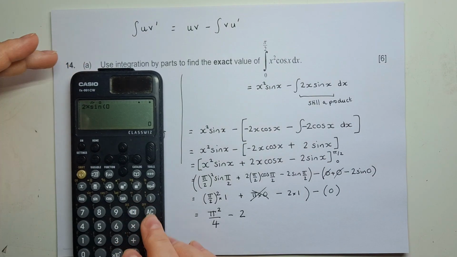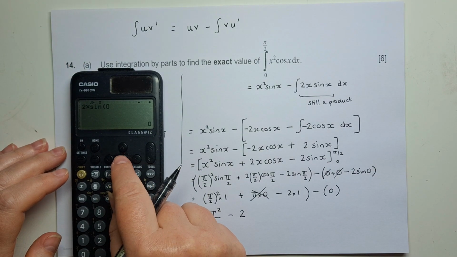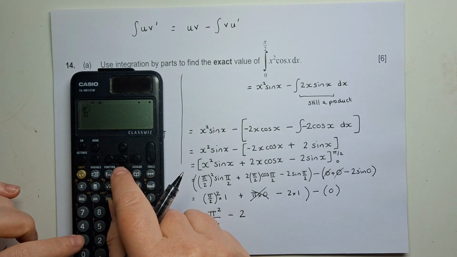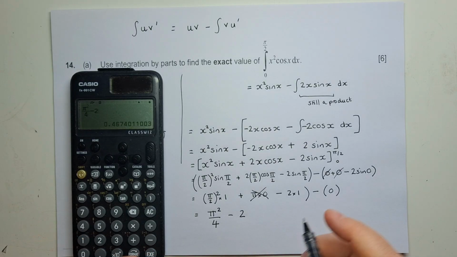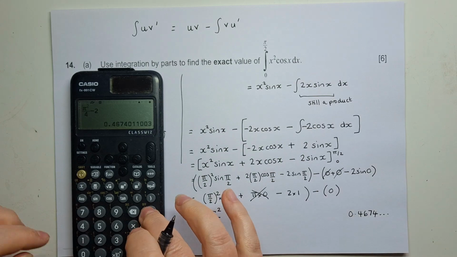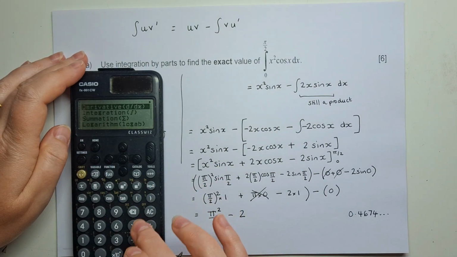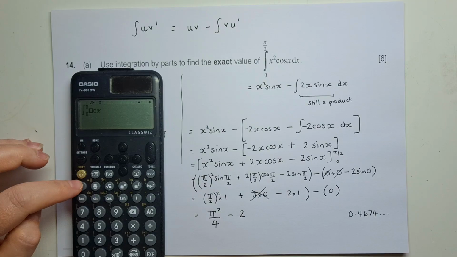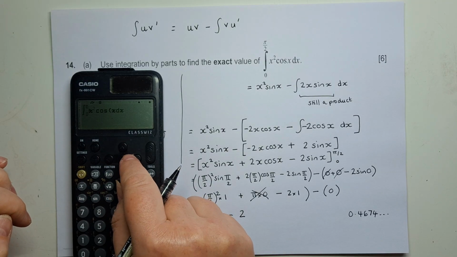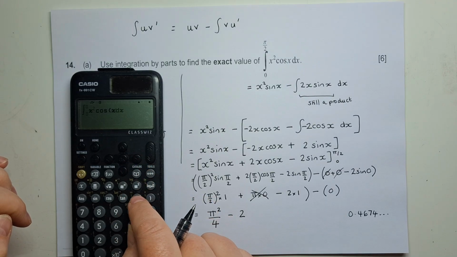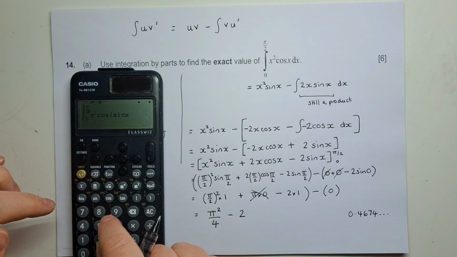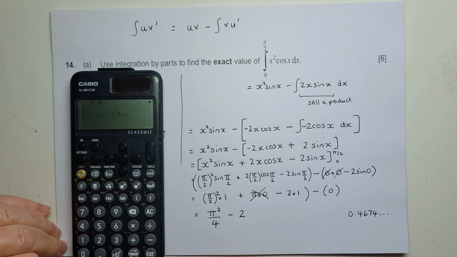Done. Hopefully that's correct. Let's double check it on the calculator integration. Okay, so pi squared over 4, take away 2, as a decimal is 0.4674... Let's see if our integration comes out like that. We're integrating x squared cos x. I better close that bracket. And then from top limit pi by 2, bottom limit 0. Fingers crossed. Lovely.